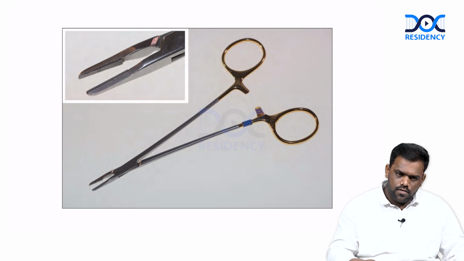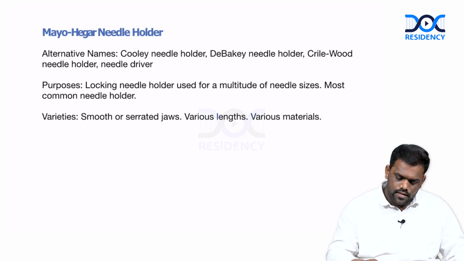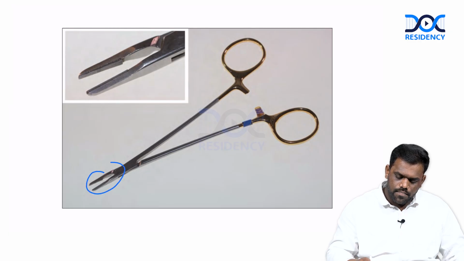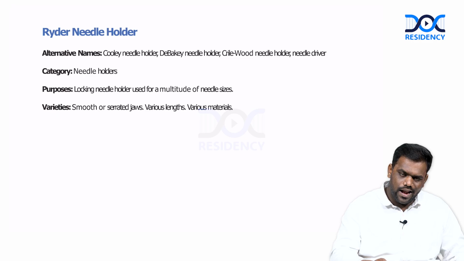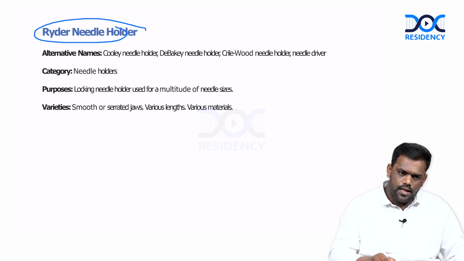What differentiates this from the previous needle holder is the serrations, the serrated part. It also has the locking system, and it is called a Ryder needle holder. The only difference from the routine needle holder is the serrations.